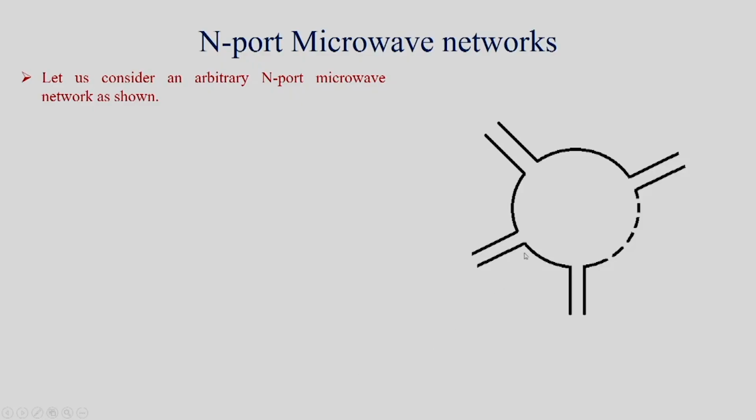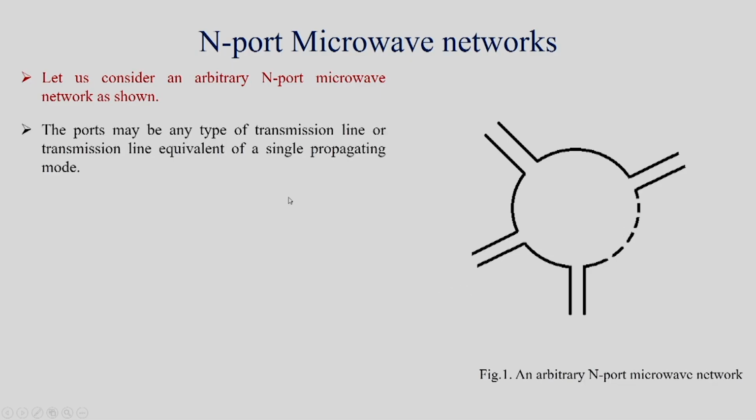Now, let us consider an N-port microwave network. So, this is the schematic of an N-port microwave network. The port may be any type of transmission line or transmission line equivalent of a single propagating mode. So, we can see that if it is a TEM transmission line, we can define this port directly, or if it is a waveguide type port, then we have a transmission line equivalent of a single propagating mode.